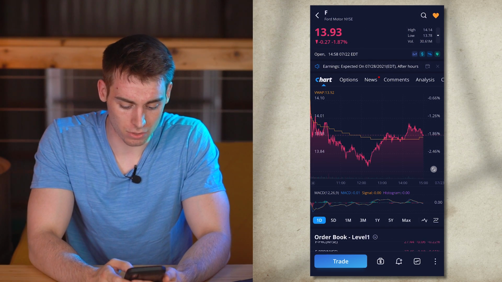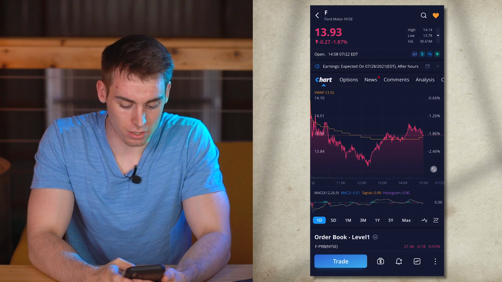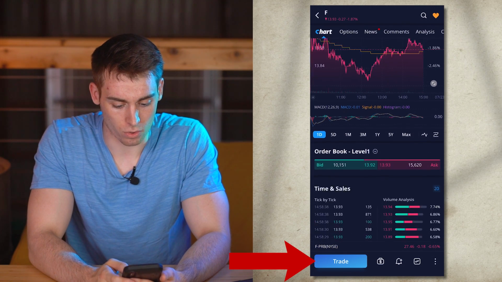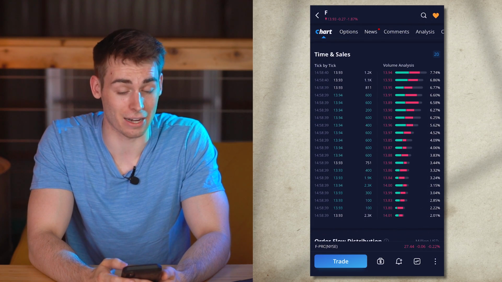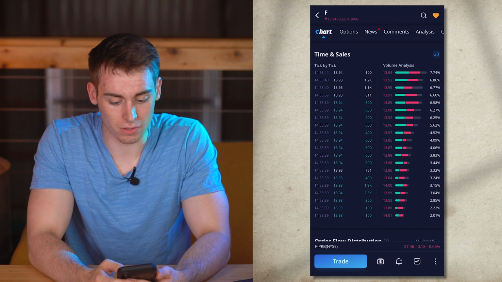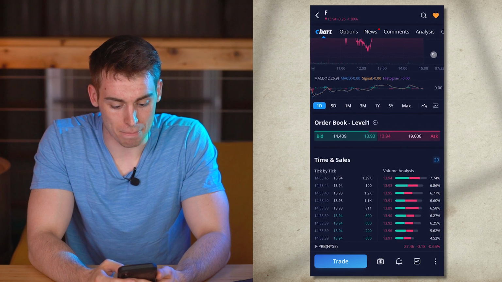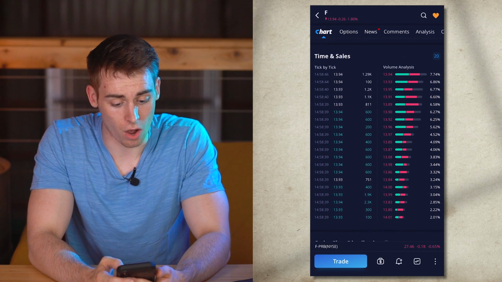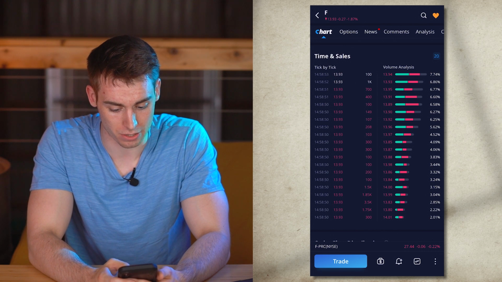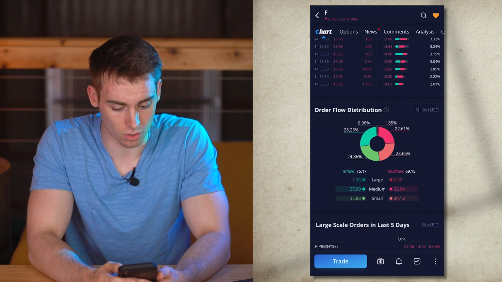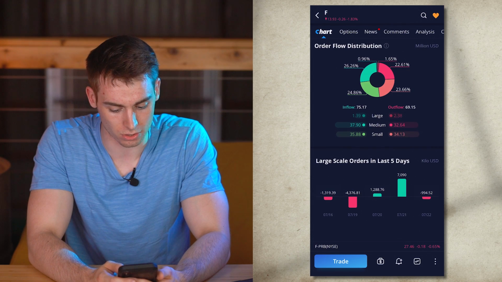So to go ahead and do that, you're going to click this little trade icon at the bottom left-hand corner. But before we get to that, we're not going to go into all these different analytical insights right now, but you have a lot of different metrics at your disposal. You can actually look at the volume, which is right here in this time and sales window. You can see how much of the Ford stock is being traded. You can scroll down, you can see the order flow distribution, large scale orders in the last 5 days.